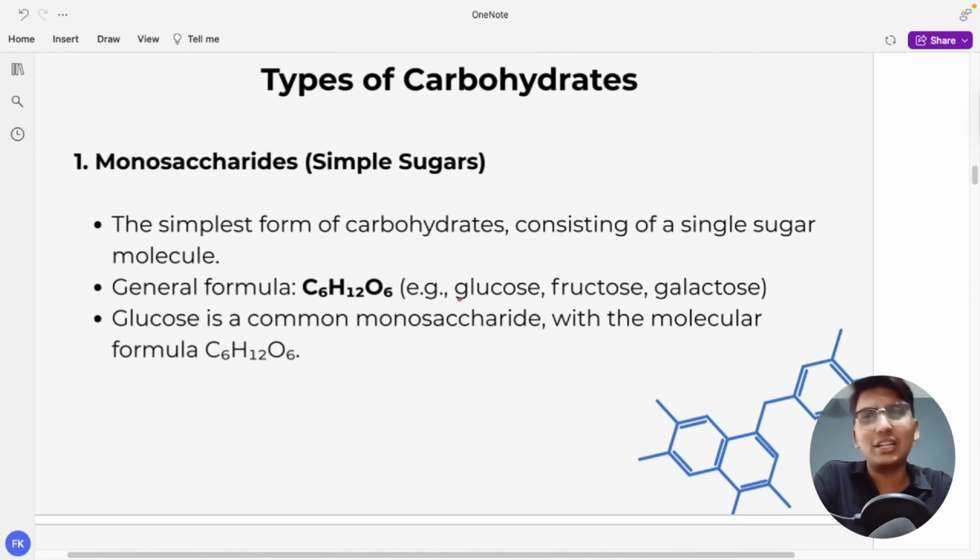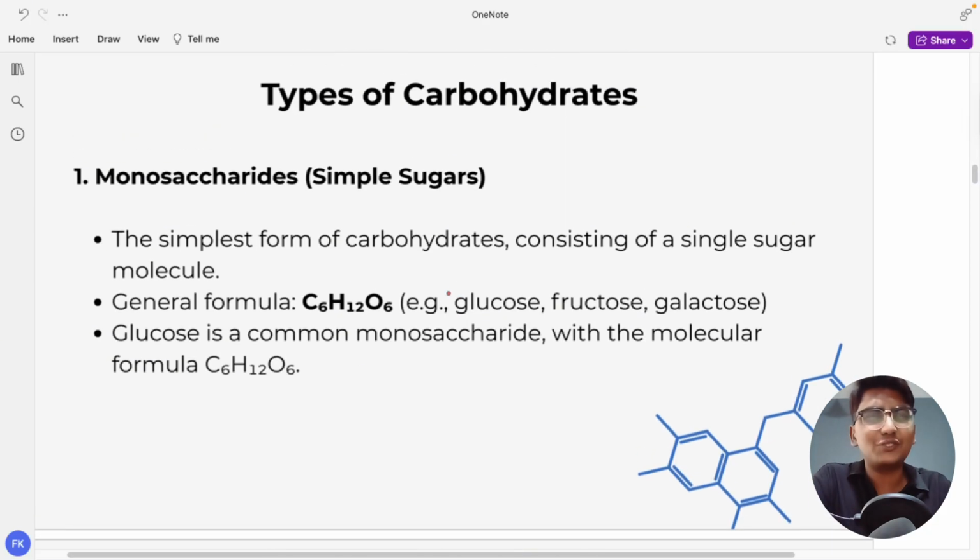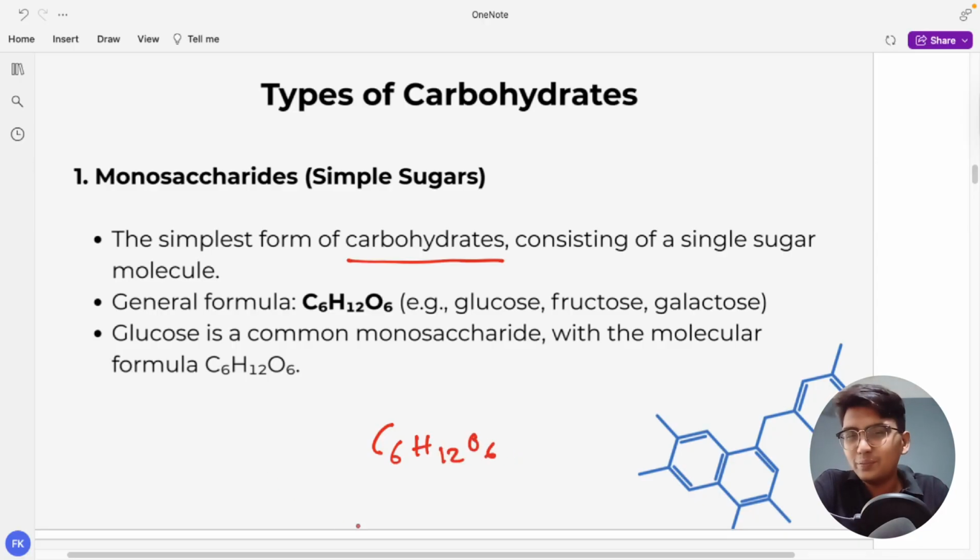Let's first start with monosaccharides. Monosaccharides are the simplest form of carbohydrate, consisting of a single molecule. For example, the formula of glucose, fructose, and galactose is C6H12O6. So you might ask, they all have the same formula, so how come they're different? They have the same formula but different structures. They are known as isomers: the same chemical formula but different chemical structures, and that makes glucose, fructose, and galactose different.